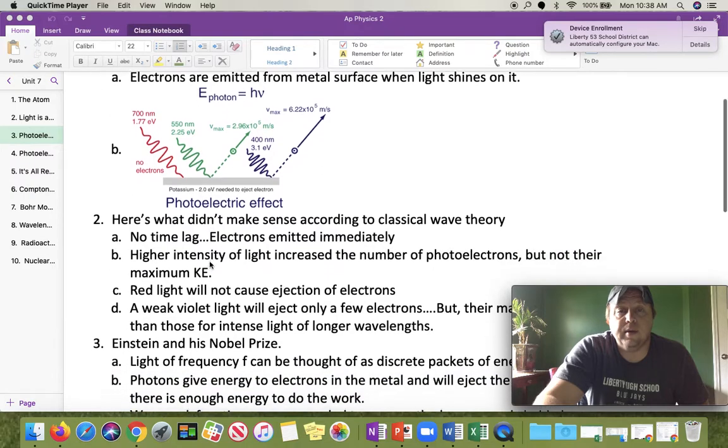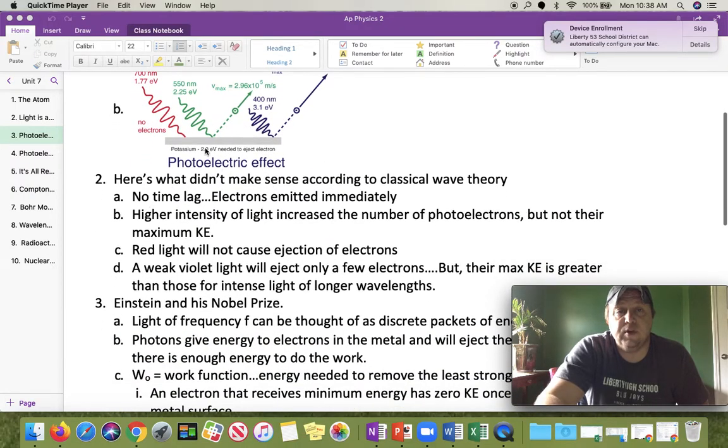Once again, going through this, here's what didn't make sense about these photocells based on classical wave theory. First, no time lag. As you add energy to it, shining the red light on it, they could just sit there and add that forever, and they could not get any electrons to be emitted. But with the green light coming in and electrons being emitted, no matter how long they put this green light on, there was no time lag. It was immediate: you shine the green light and the current starts. You end up with this maximum velocity, and that did not change. So no time lag. Electrons were immediately emitted.